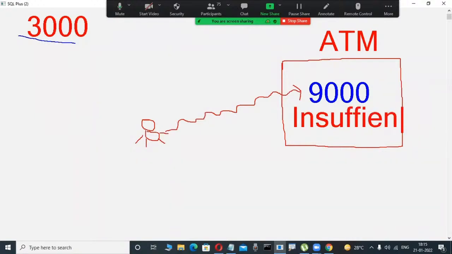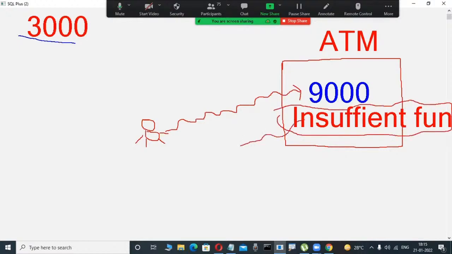Why? Because here your balance is low, 3,000, but you are trying to withdraw more than 3,000, that is 9,000, 8,000, 7,000 like that. How is it possible? In that case only, the message "insufficient funds" will be displayed. But how is this message possible? Does the ATM center know? No. Actually, some software engineers are writing code, that is important.